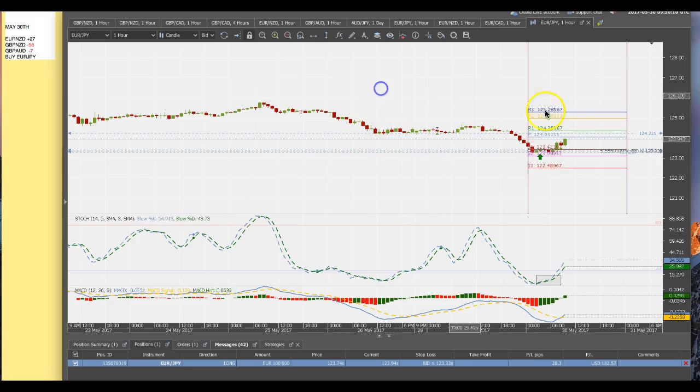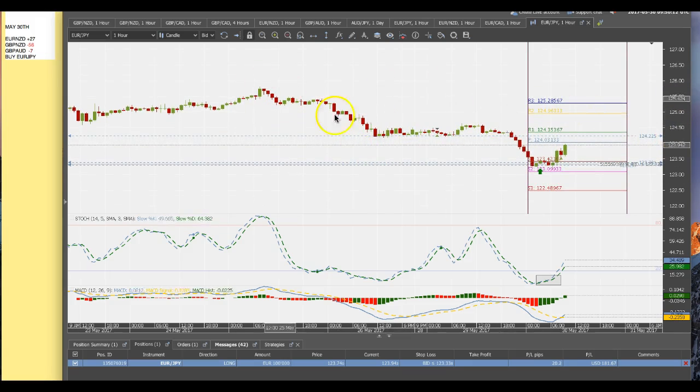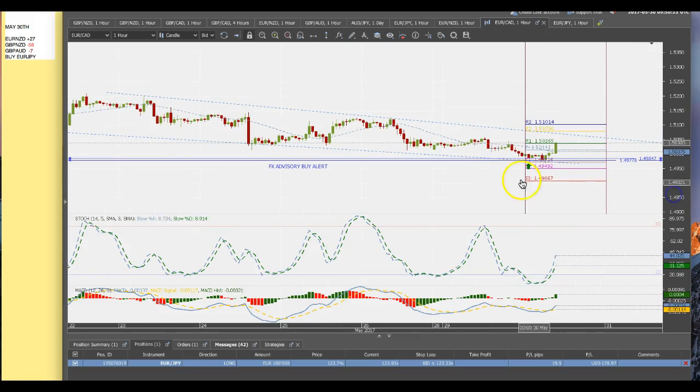And in this situation, this is a perfect trade because the market was oversold and the fib extension was 161, and the advisory indicator gave us a buy signal at these levels. Let's look at some more trade setups. Here's another example on Euro CAD. This is an excellent trade.